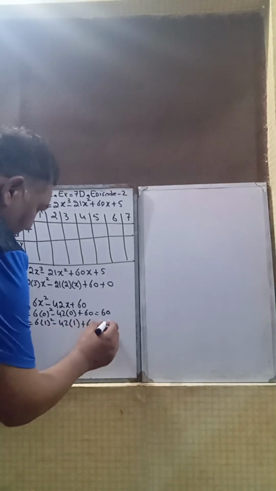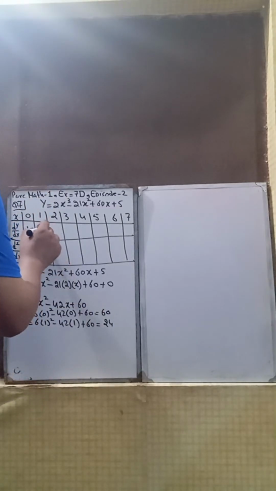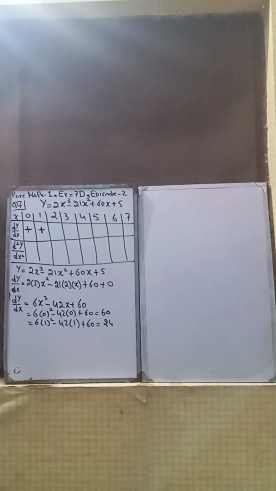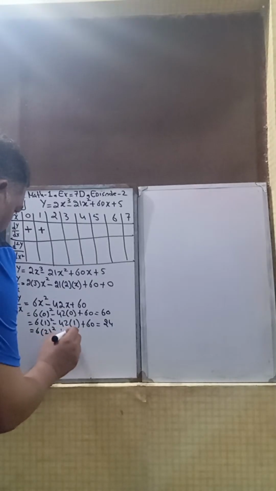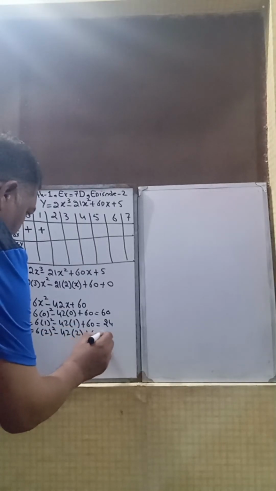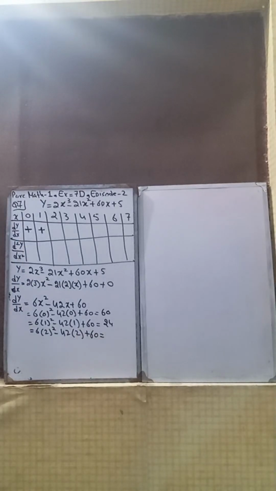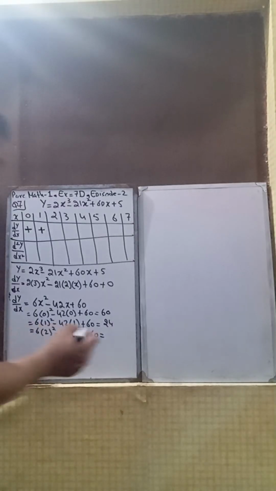Then I will put 1. Let's see what the answer is. This will be 6 minus 42 plus 60, and that is 24, which is also positive. They don't want the answer, they only want positive or negative. Then I will do 6 into 2 square minus 42 into 2 plus 60. That is 6 multiplied by 4 minus 42 multiplied by 2 plus 60, and that will be 0. So this answer is 0.